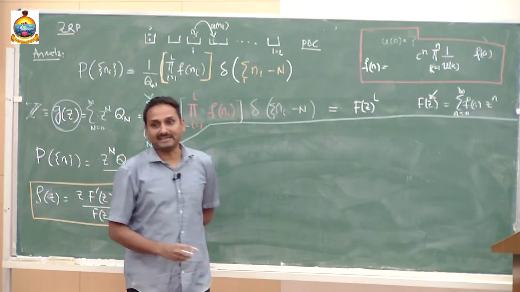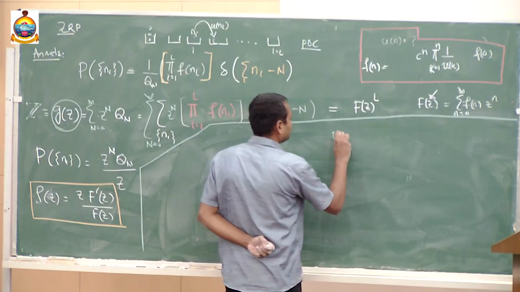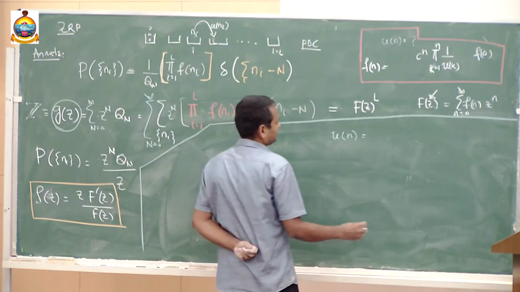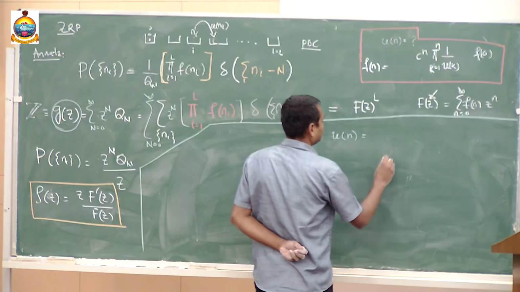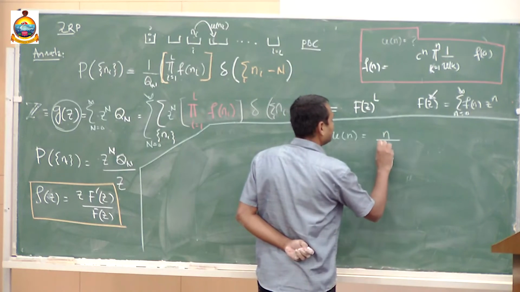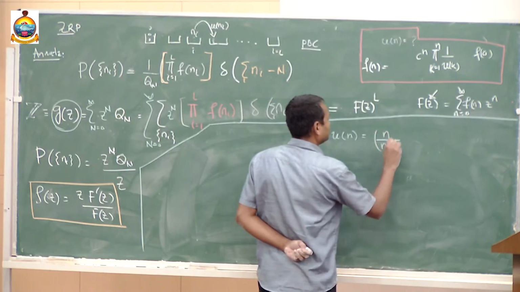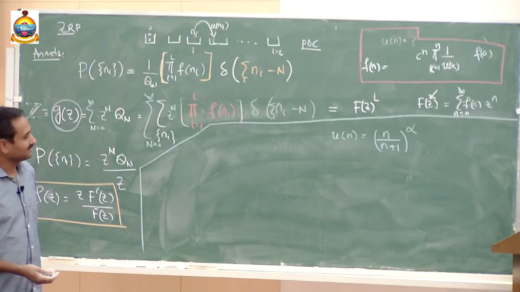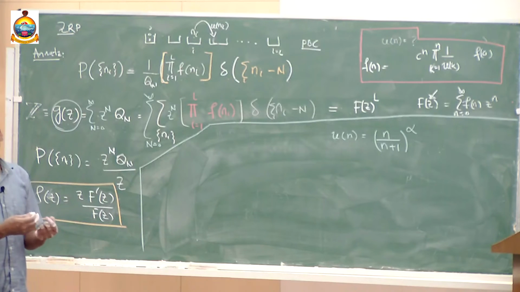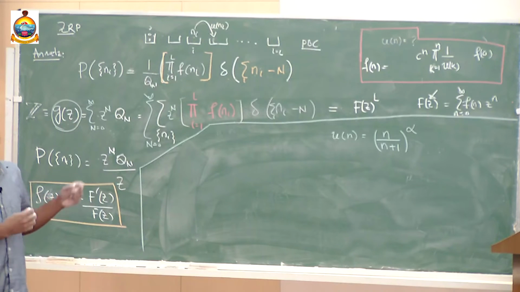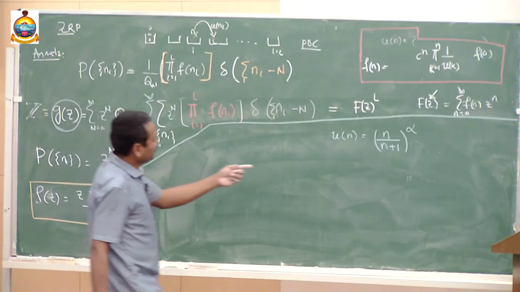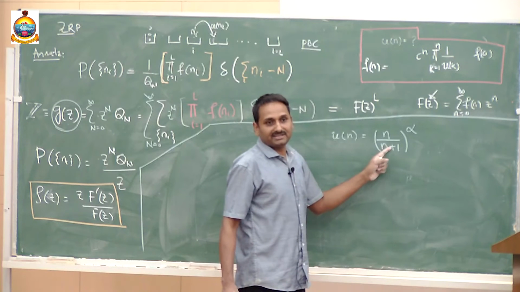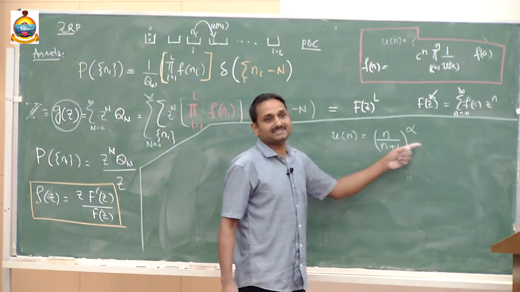So let us take u_n equal to (n divided by n plus 1) to the power alpha. Okay, some function I take, for which I have a simpler calculation, and I know what I want. So if n increases, this is a decreasing function. If n goes to infinity, this becomes 1.